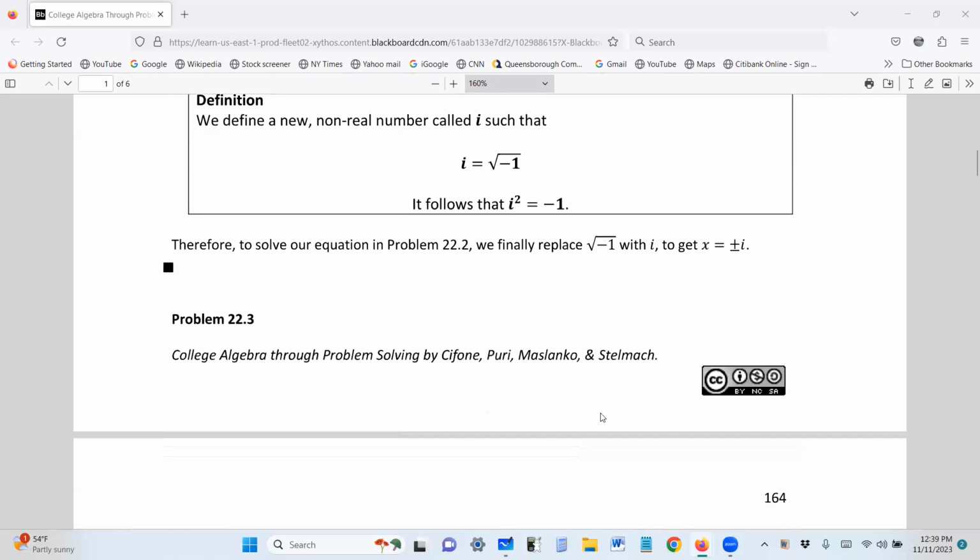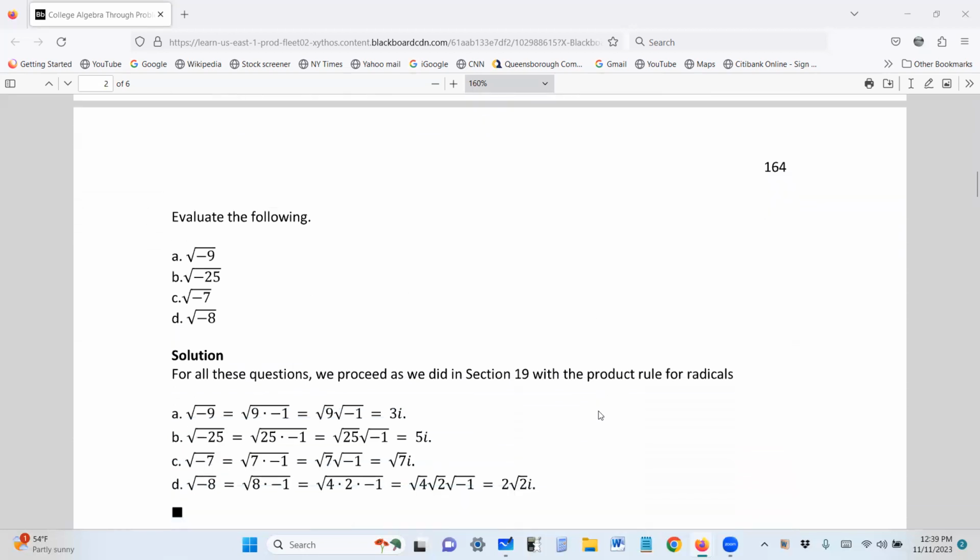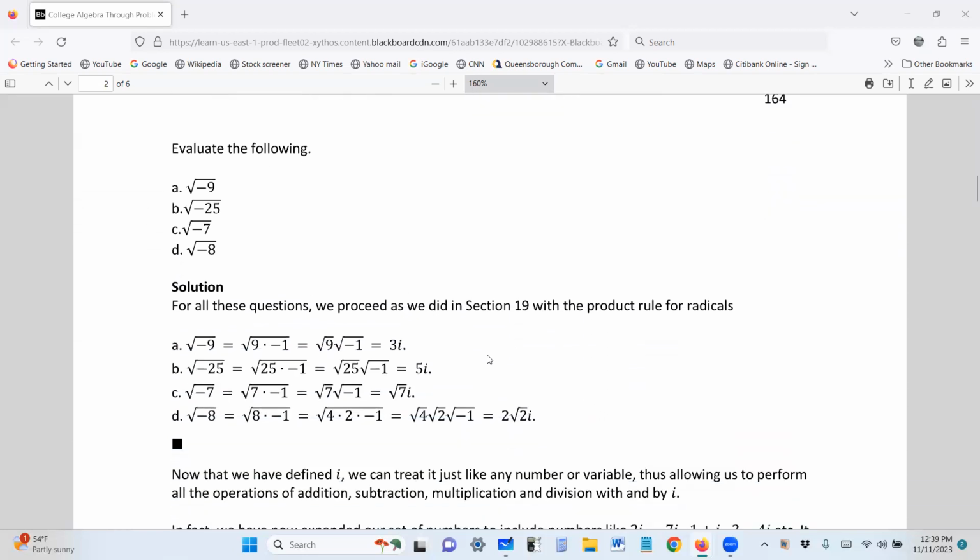And so we're going to be doing some of these problems. For example, before we even go into addition and subtraction, multiplication, let's take a look at evaluating the following. Take a look at these examples, A, B, C, and D: square root of negative 9, square root of negative 25, square root of negative 7, and negative 8. None of these values, if you do it on the calculator, will give you a real value. They don't exist as real numbers. So what do we do?